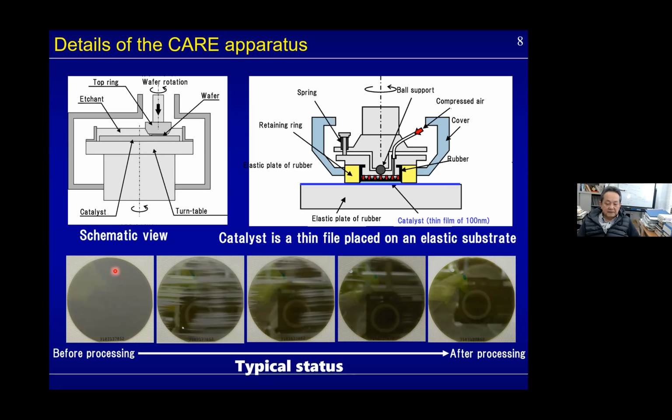And this is a typical status of the flattening. This is a just-cut SiC wafer, and in this direction there is some waviness. During the CARE processing, from the topmost side, the surface becomes flat, the flattened area increases, and finally all the area is flattened. This is the typical status of the flattening process using the CARE method.